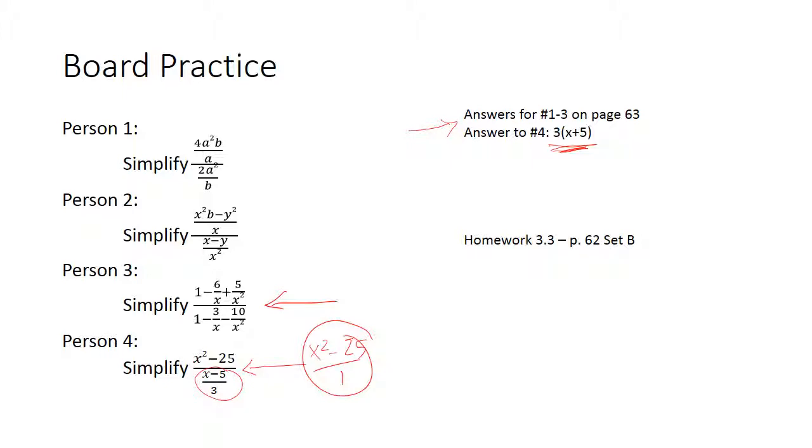Homework for today is going to be page 62, set B. When you are finished and you get all the answers correct, feel free to get started on that. Go ahead and press pause at this time and you guys may get to work.